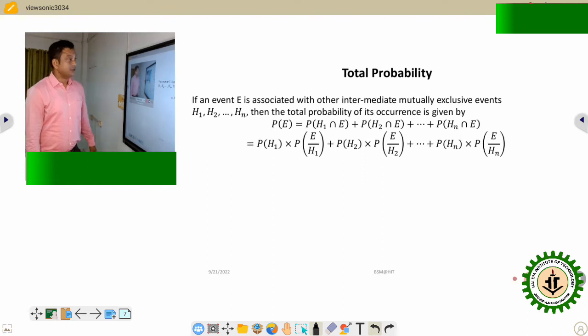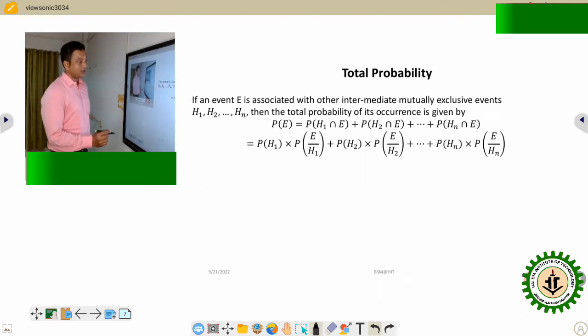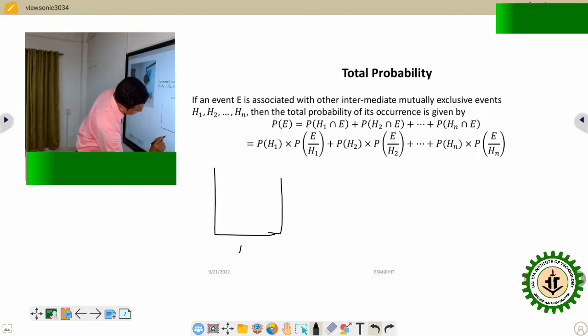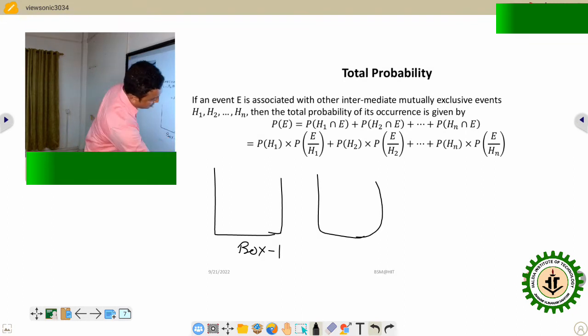Next, we will discuss total probability. Let me discuss it with an example. Look at this, this is a box, box 1. This is another box, box 2.